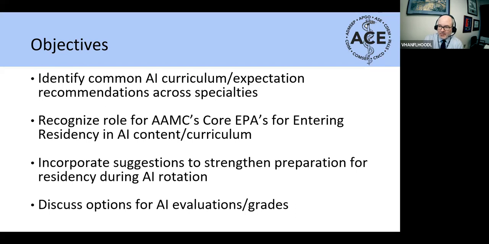Then we'll also talk about the core EPAs for entering residency, probably a topic that this group has already heard about. That tends to be more of a focus for those of us working in 4th year education, but that's definitely a strong role to incorporate. And then options, this is maybe more for folks who are actually truly AI or sub-I directors. I didn't set up polls due to very poor planning on my part. But if we have time at the end, I would like to hear from people about different ways that if you are a sub-I director or have former experience with that, what you're doing, especially in the area of evaluations, grades, and a couple other topics.